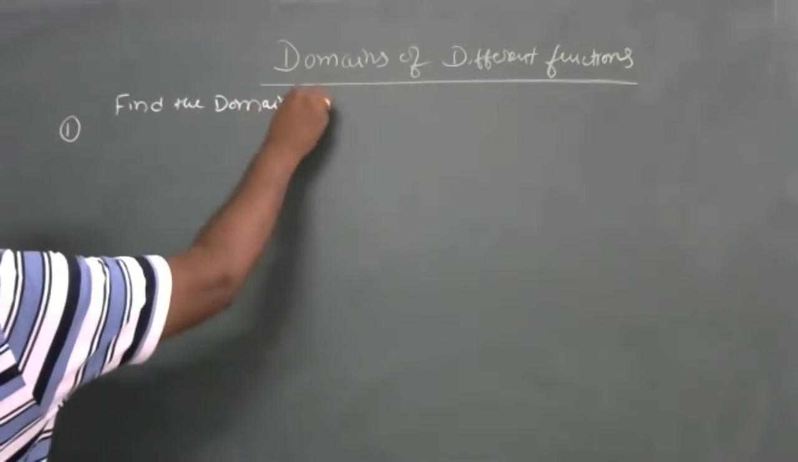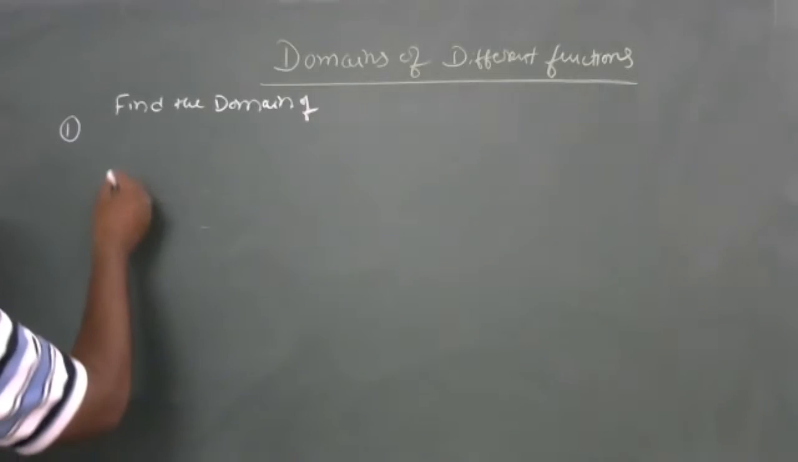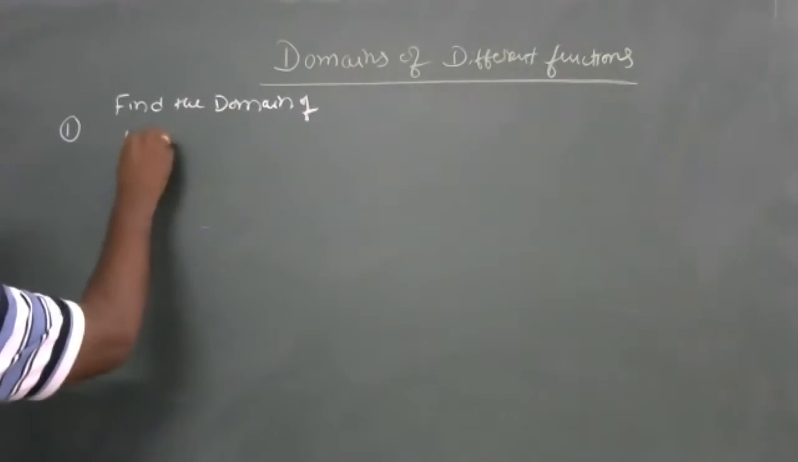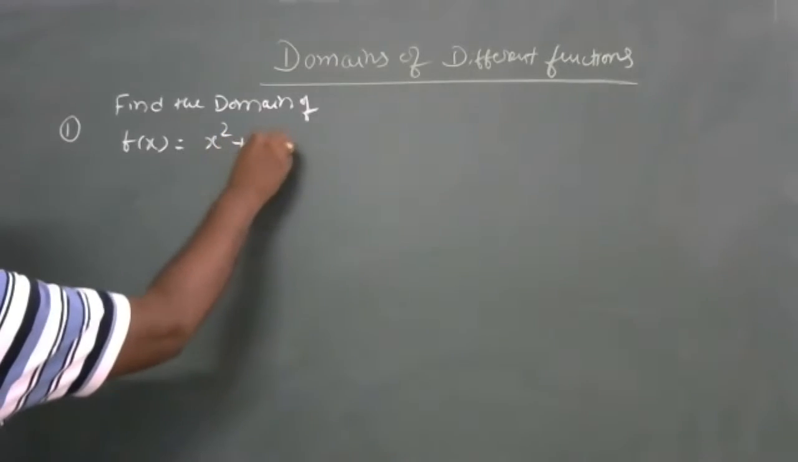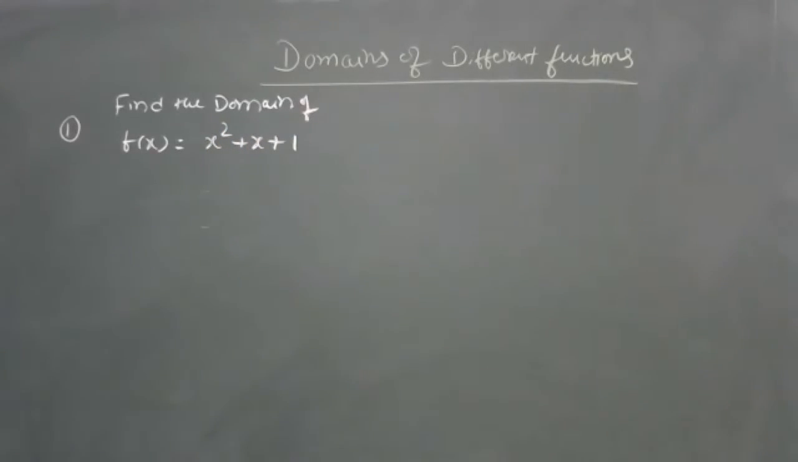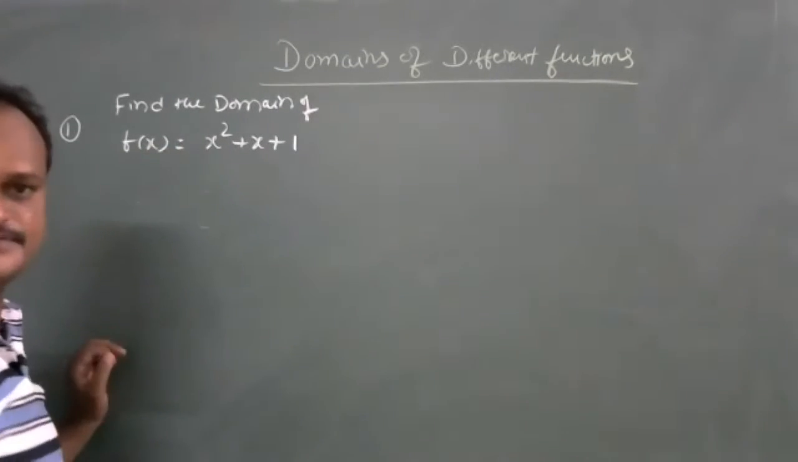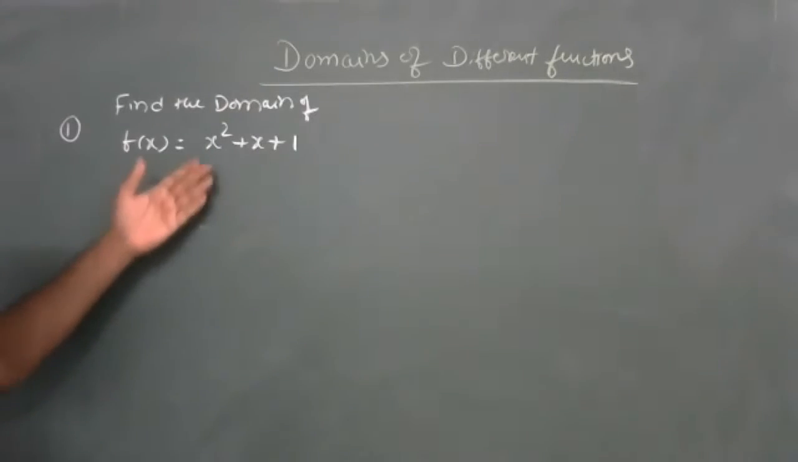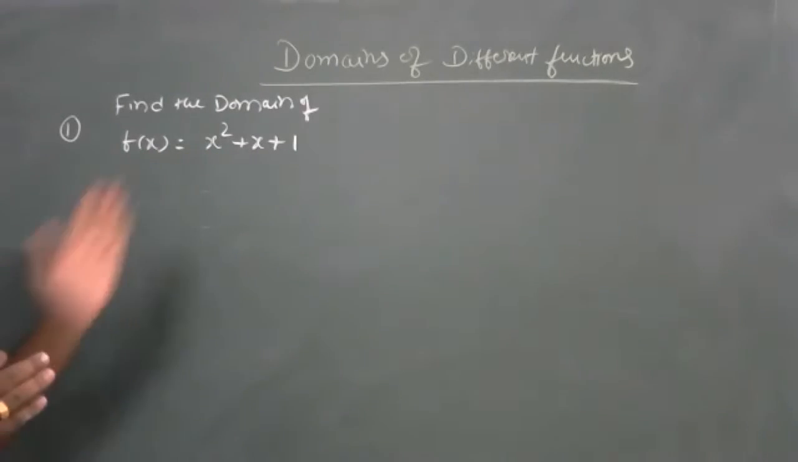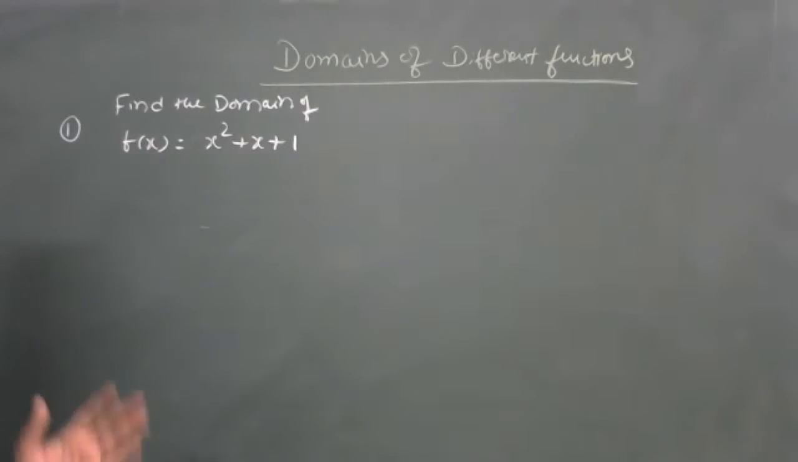Domain of number one. I'm having here f of x is equal to x square plus x plus 1. For this problem, what are the input values you can supply? What are the input possible values you can give such that you will get a finite value as output? The range has some finite value. That is our problem.